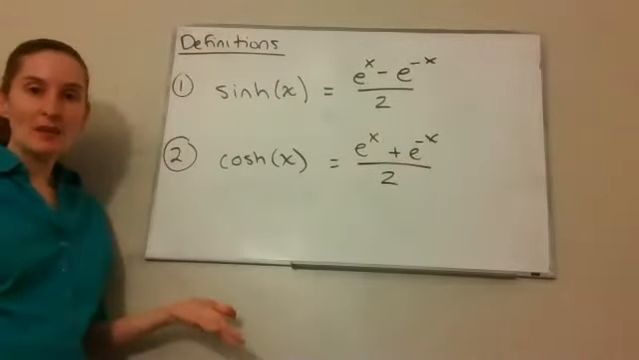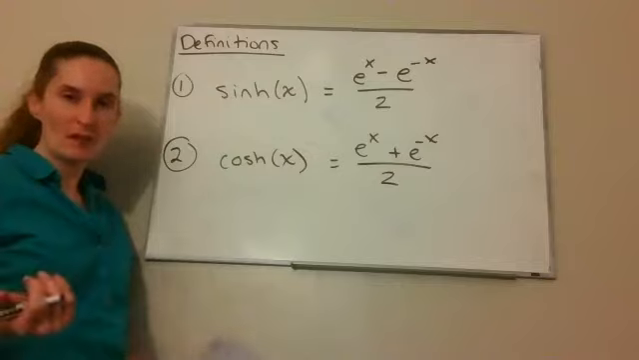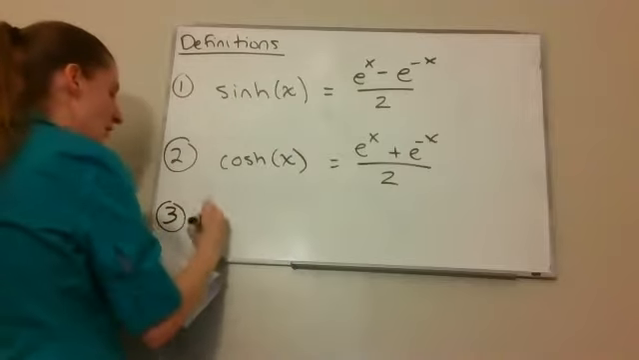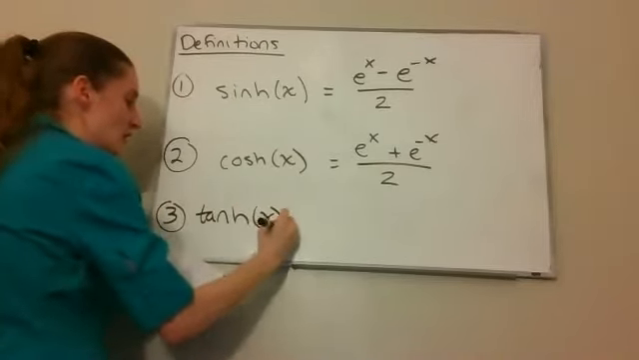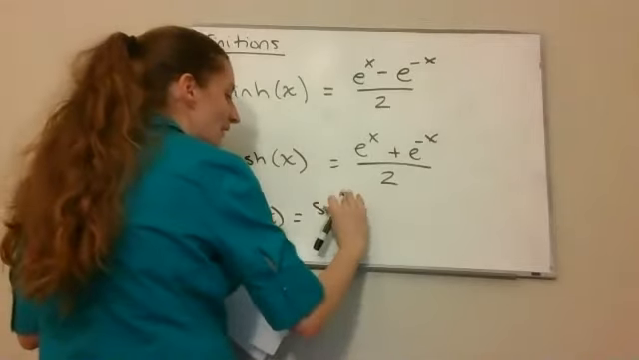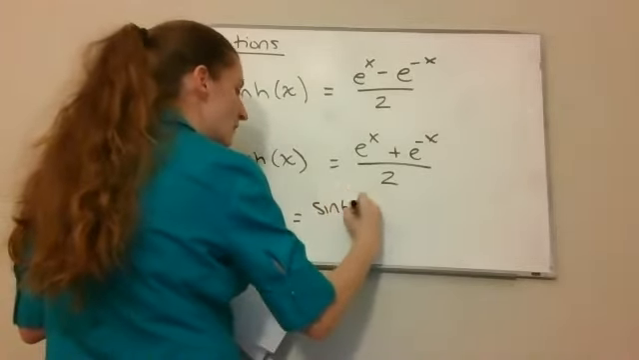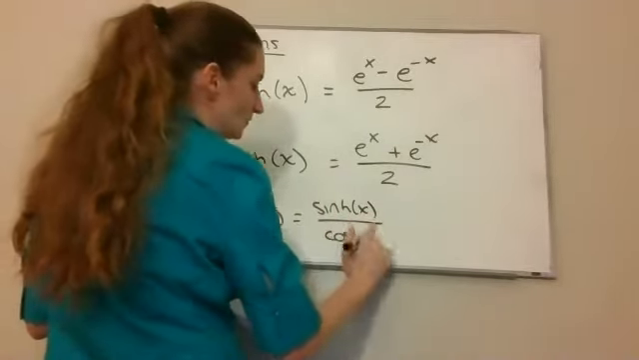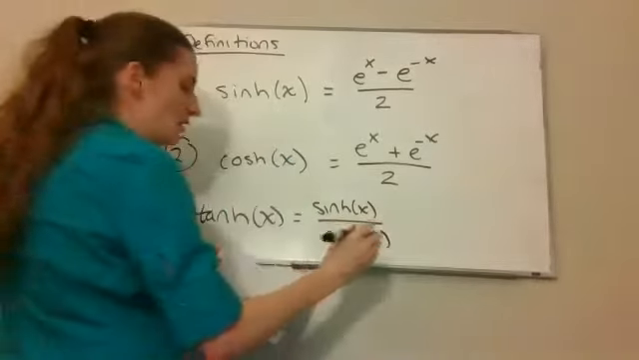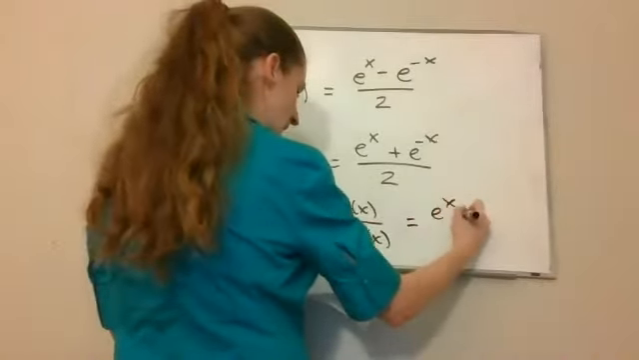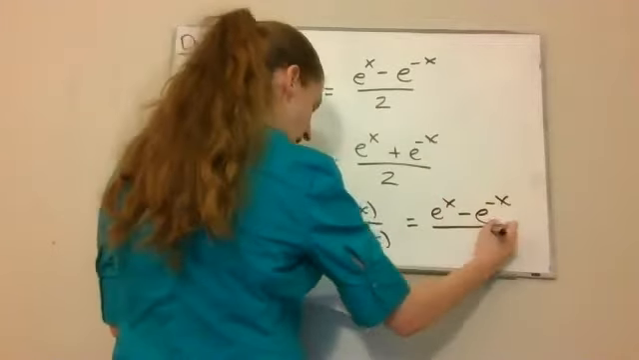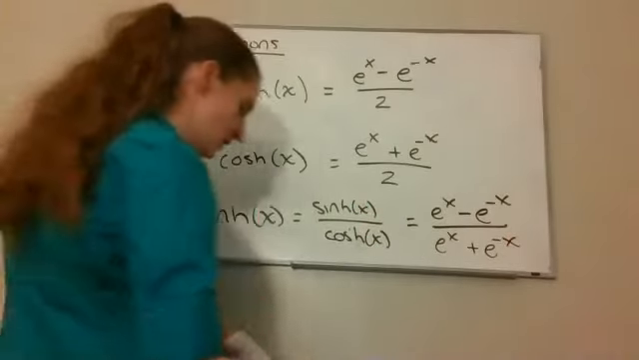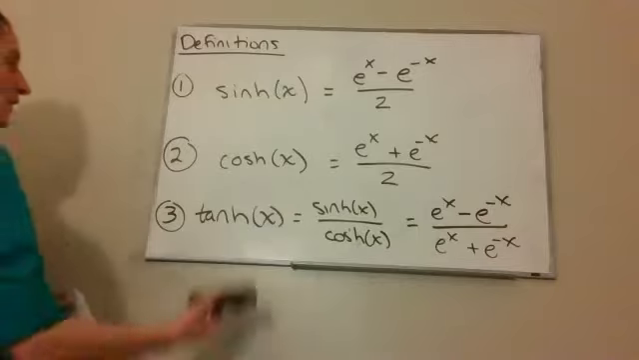And our remaining hyperbolic functions can all be defined using the same sorts of relations that we're used to with our trig functions. So, for example, our hyperbolic tangent is equal to the hyperbolic sine over the hyperbolic cosine, which would be equal to e to the x minus e to the negative x over e to the x plus e to the negative x. We can get all of the others using similar properties.